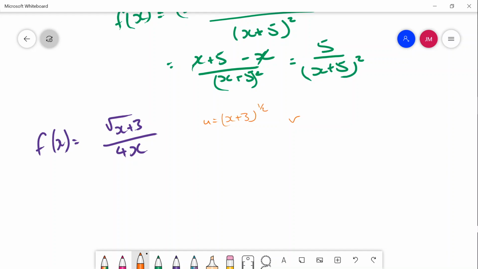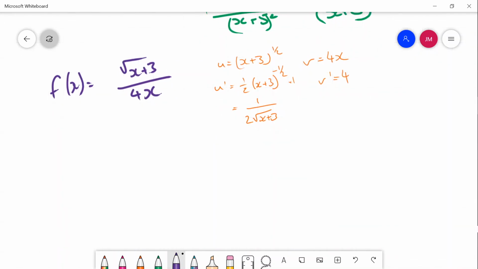And v is 4x. So the derivative of u, we're using a bit of chain rule inside it, but we multiply the half out the front, x plus 3, drop the power down by 1, and then we have to multiply it by the derivative inside the bracket, which thankfully is 1, so times that all by 1. So then I end up getting a half times 1 over the square root of x plus 3, so that's going to be 1 over 2 square root of x plus 3. Look at that. Then v dash is just going to be 4.